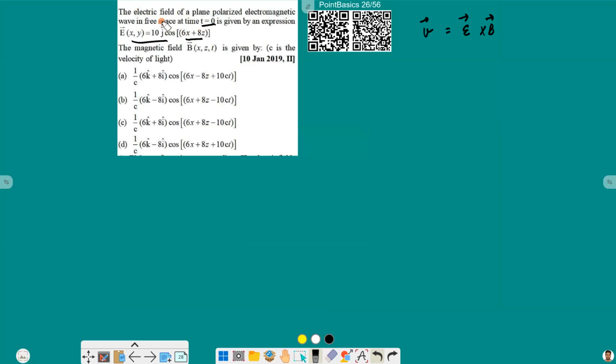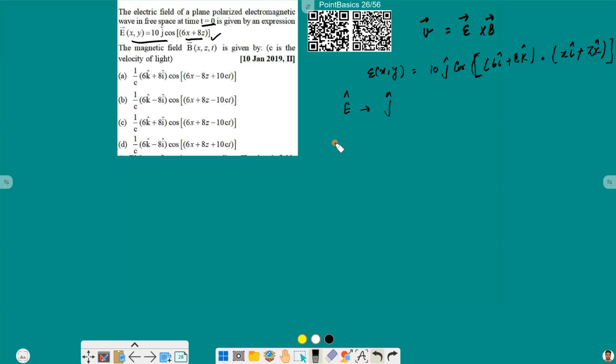Now here, this whole expression can be written as E of x, z is equal to 10 j cos of square bracket, 6i plus 8k dot xi plus zk. So from this we can find out the direction of the wave, that the electric field is along j direction.